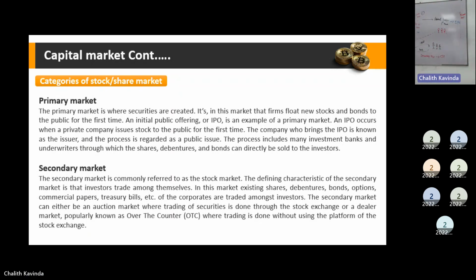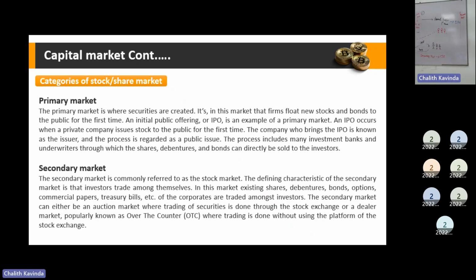Then the other one is the secondary market. Simply, market activities in the Colombo Stock Exchange. The secondary market is commonly referred to as the stock market. The defining characteristic of the secondary market is that investors trade among themselves. In this market, existing shares, debentures, bonds, options, commercial papers, treasury bills, those are the things corporates are traded among investors.